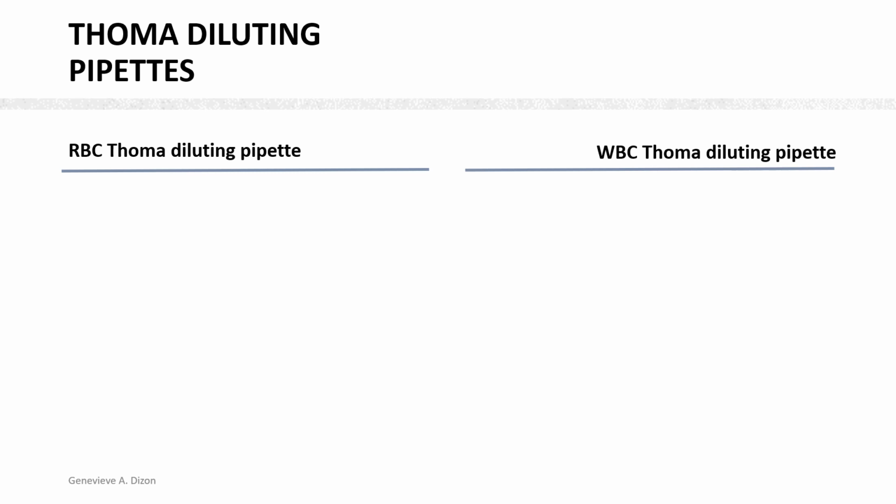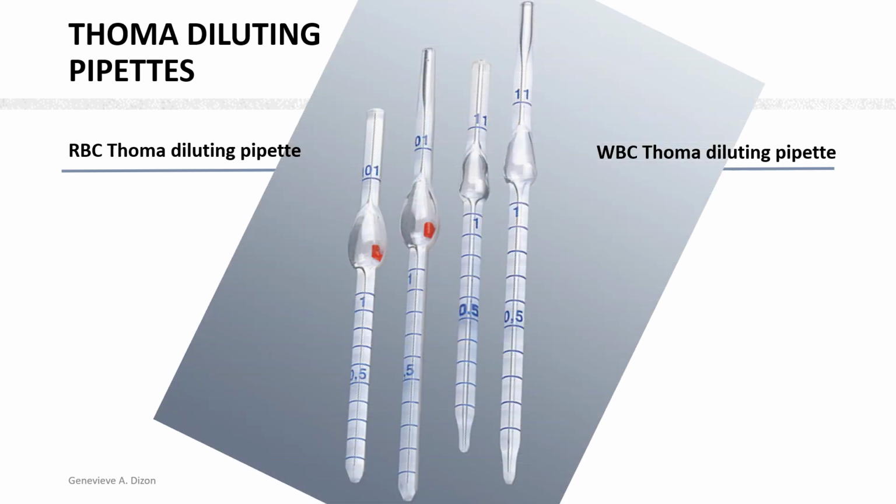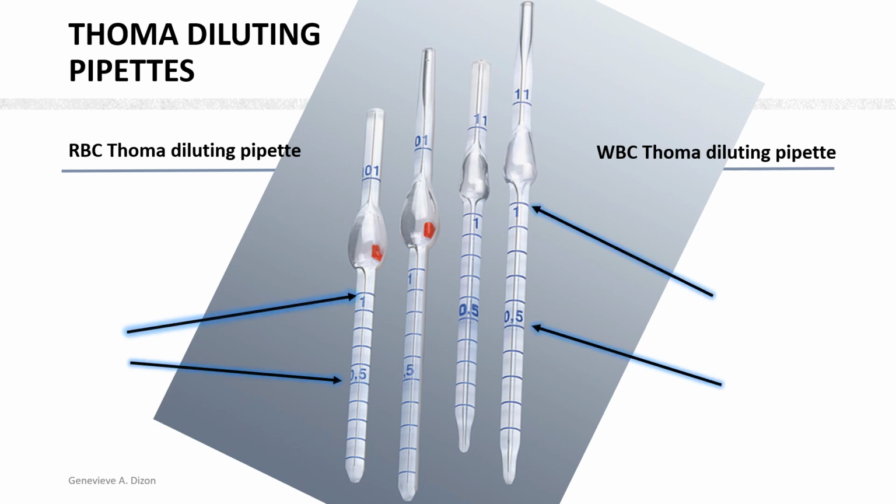As mentioned earlier, dilution will be made to facilitate counting, and Thoma pipettes are graduated diluting pipettes. They have markings on the stem. A 0.5 mark and a 1 mark are seen below the bulb. These are used for the specimen. The markings above the bulb are used for the diluting fluid.